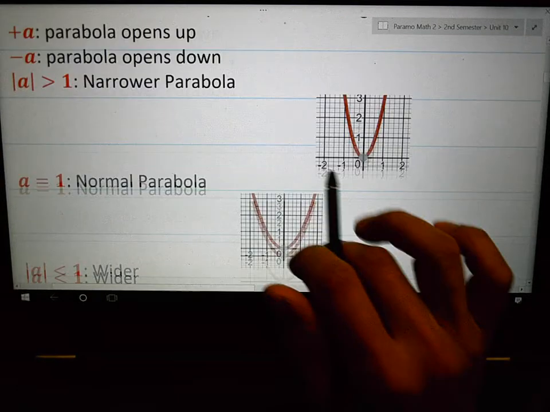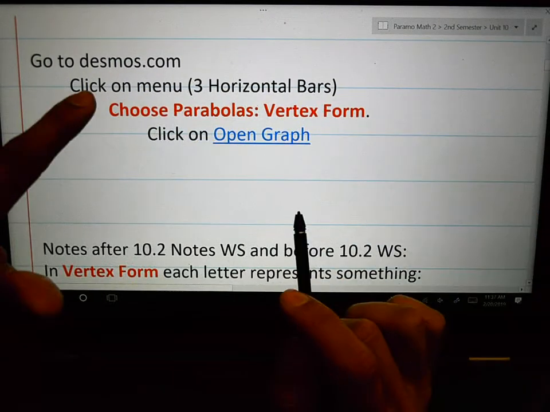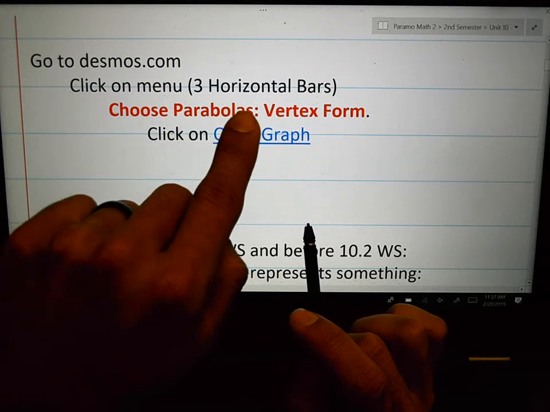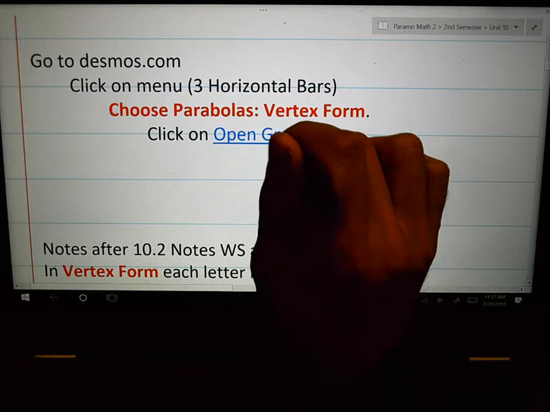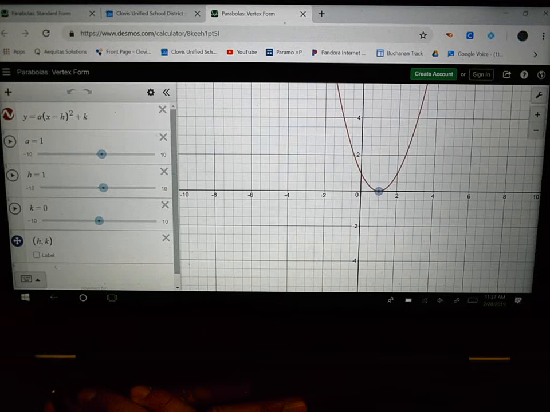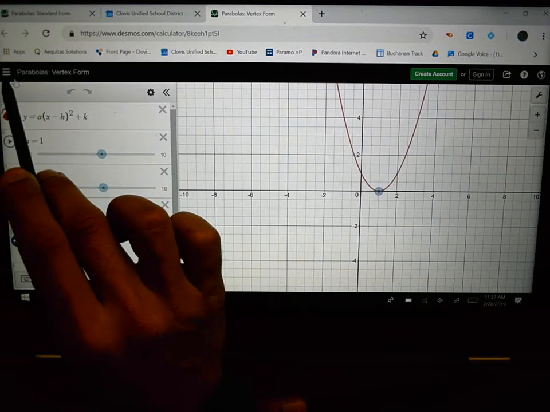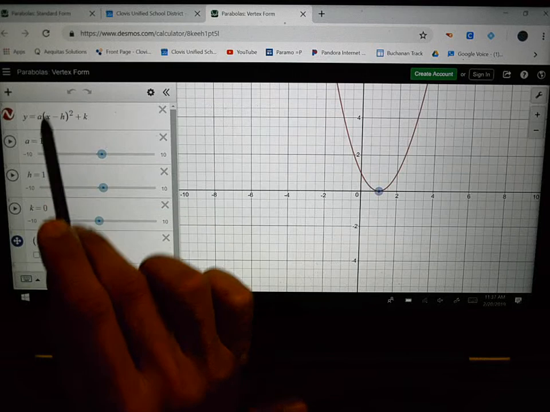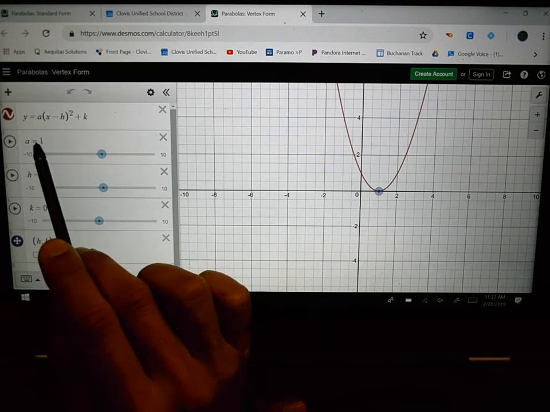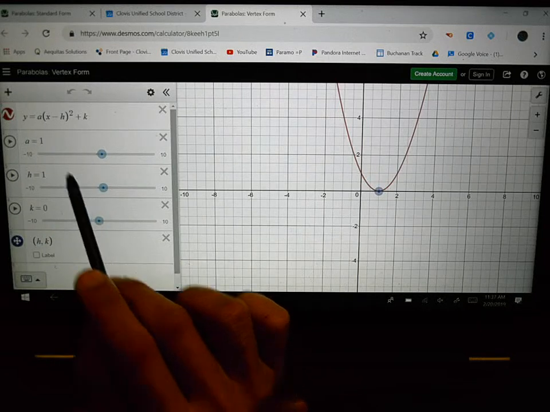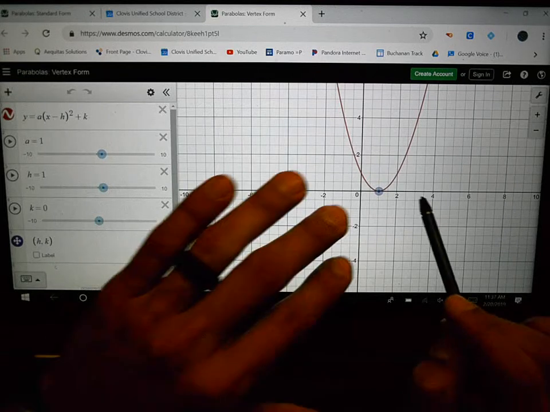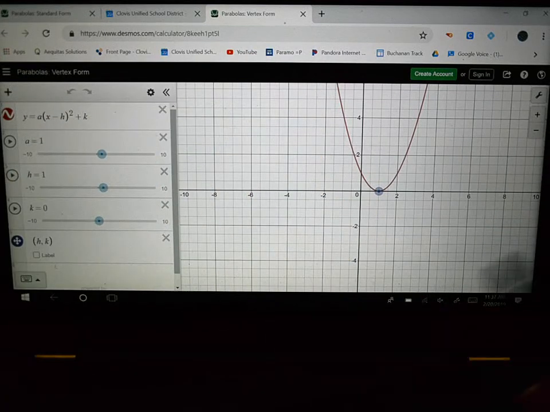Now here's what we're going to do to figure out these things. We're going to go to Desmos again, except this time when we choose the parabolas, we're not choosing the standard form, we're going to choose the vertex form. When we choose that, this is what happens. Let's see if I can pull it up. Over here, when we choose that menu, parabolas vertex form, you're going to see that that same formula is over here, and they have new sliders. You have an A slider, you have an H slider, you have a K slider. And it's going to produce a parabola. And you're going to play around with it.